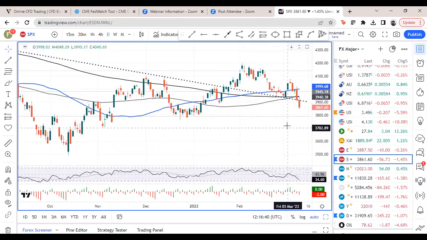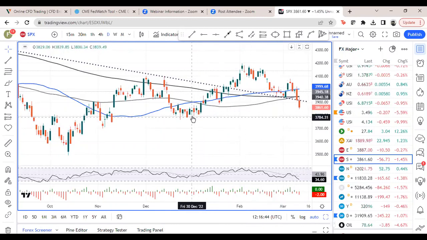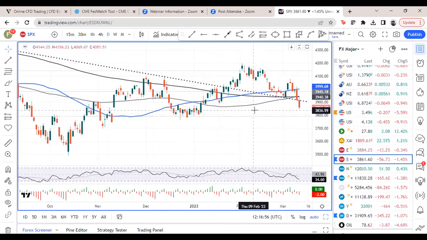You can see on the daily RSI we haven't really got oversold still, so probably the next target is 3,800, just above that, which is the December range. You can see there we oscillated around for quite a few days, so that's probably the next strong support for the S&P 500.